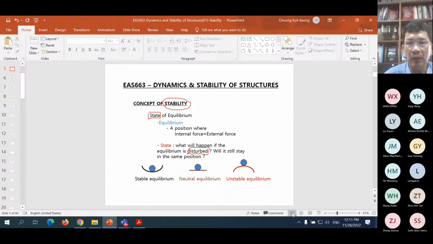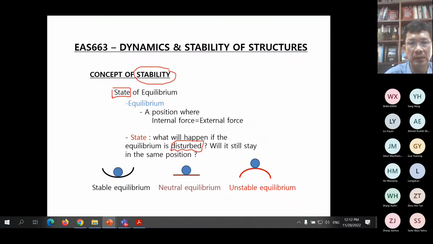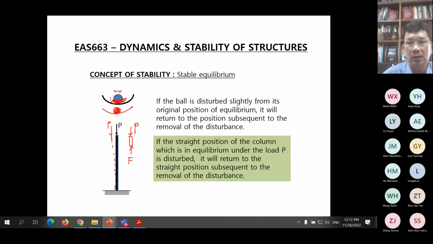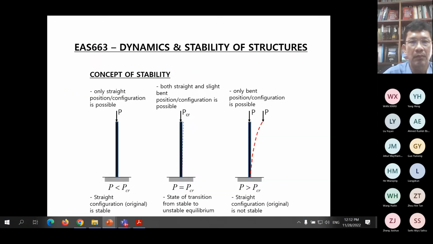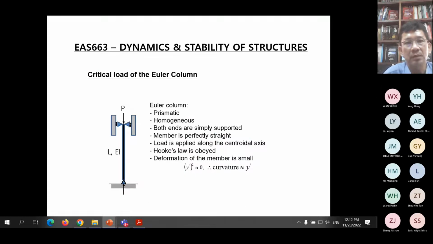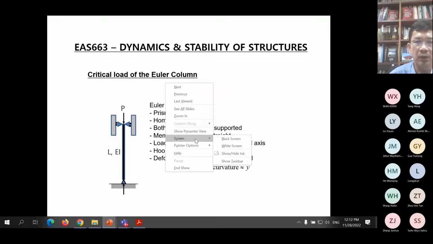So let me start with the first one, Euler column. Okay, we are going to go through the process of derivation to determine the critical load of the Euler column. And at the end, I think you will see that that equation is what you're familiar with. Okay, so let's go through this. So critical load of Euler column.